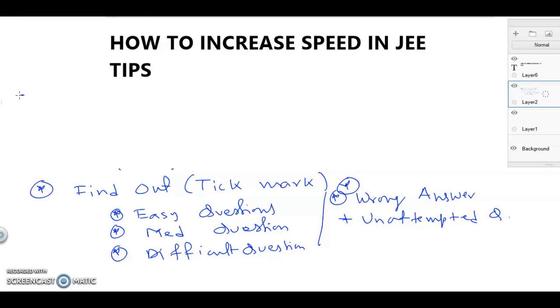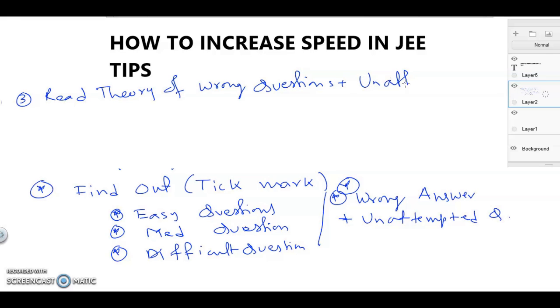Then the next step is to read the theory of the wrong questions plus the unattempted questions, or see the solutions of these questions. That means you are just revising the theory for them.